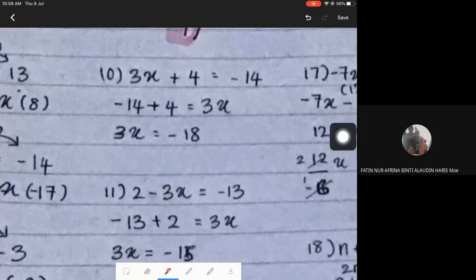Kenapa, why 3x you bring to the right? 3x you bring to the right side, kan? 4 remain belah kiri, betul kan? And then here is negative 14 you bring to the left. These two things, 3x and 3x, negative 14 and negative 14. Nampak tak kesilapan kamu?